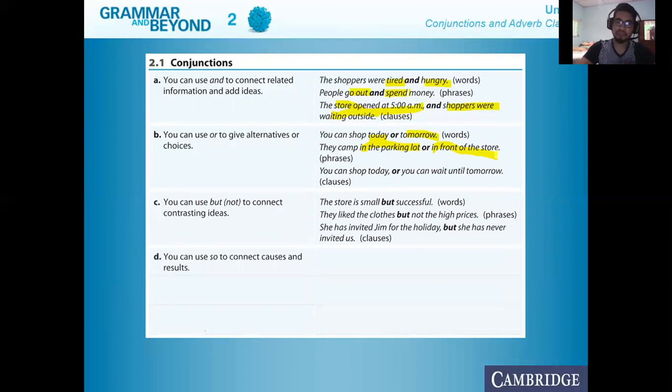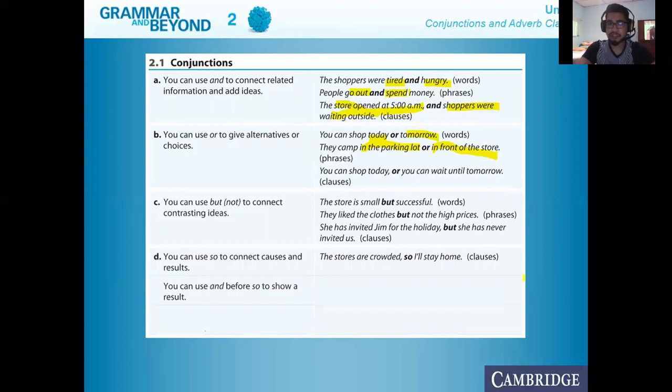We use so to connect causes and results, or cause and effect if you would prefer that. So that means that an action is the one that makes another action happen. For example, we have, the stores are crowded, so I stay home. That means that because the stores are crowded, I will stay home, because I see that everything's so crowded and I don't want to go to buy in these kinds of conditions.